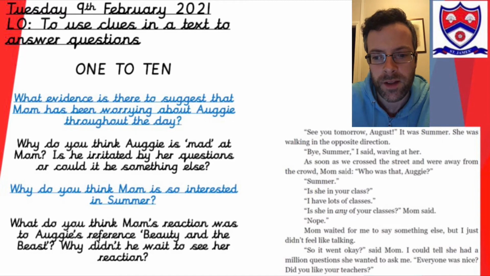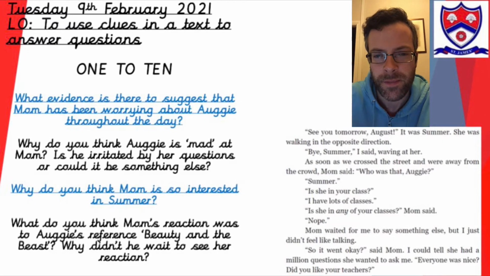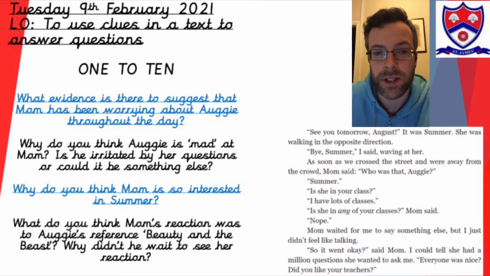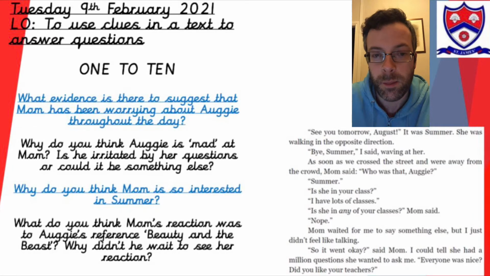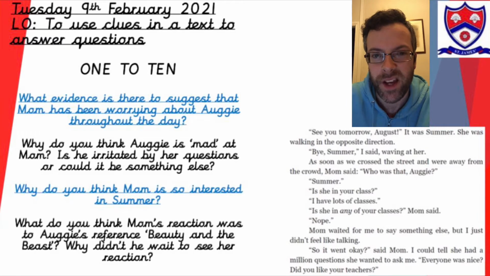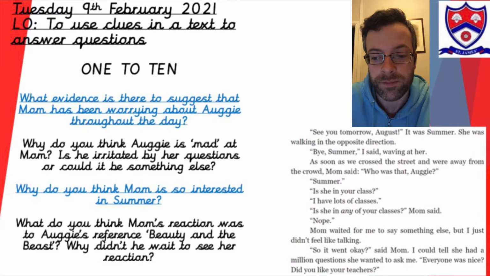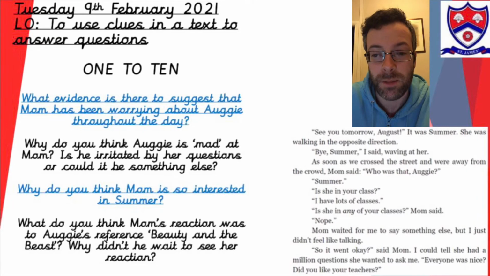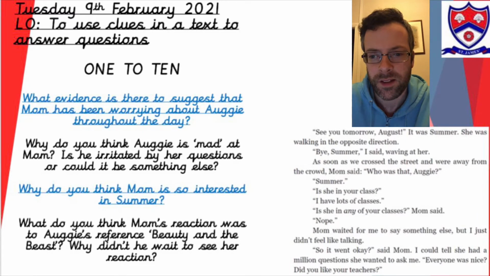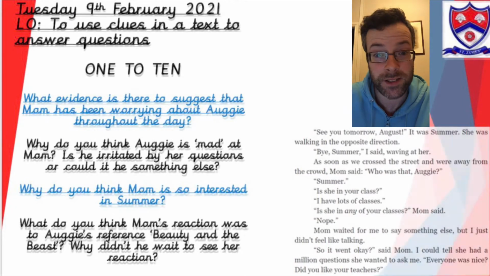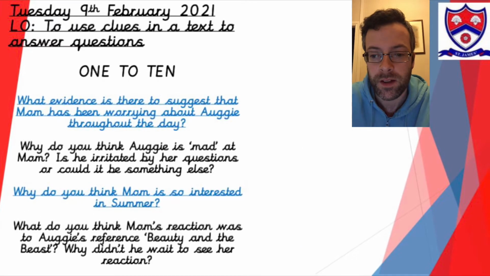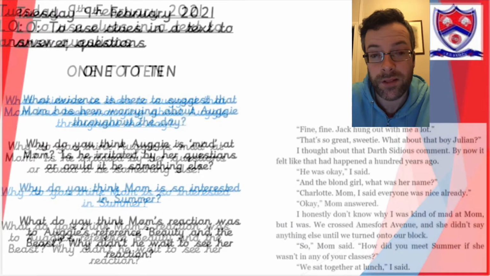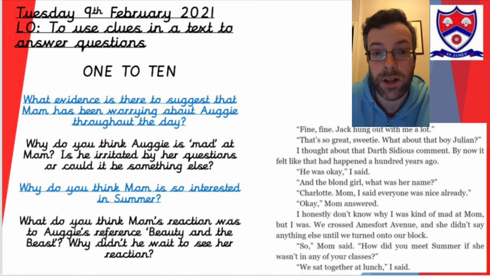"Summer." "Is she in your class?" "I have lots of classes." "Is she in any of your classes?" Mum said. "Nope." Mum waited for me to say something else, but I just didn't feel like talking. "So it went okay," said Mum. I could tell she had a million questions she wanted to ask me. "Everyone was nice. Did you like your teachers?" "Yeah." "How about those kids you met last week? Were they nice?" "Fine. Jack hung out with me a lot."